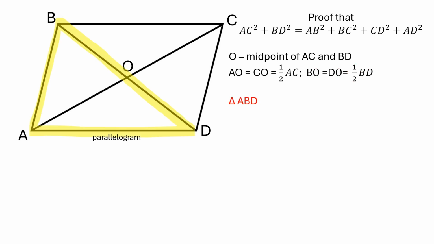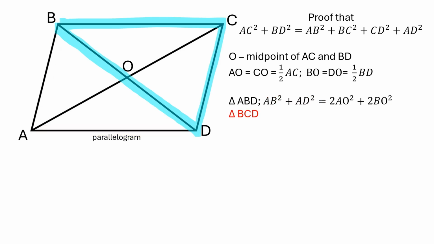Let's review the triangle ABD. By the Apollonius theorem, the sum of AB squared and AD squared is equal to 2 times AO squared plus 2 times BO squared. If you are not familiar with this theorem, please check the link to a video with the proof of this theorem in the description below.